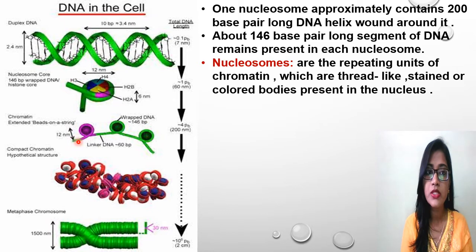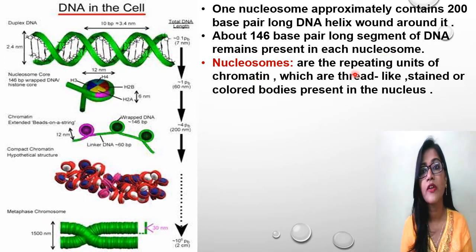Now the next part is the chromatin, which is the extended beads on string structure. We have already discussed this part. This size is 12 nanometer. This is the linker DNA, 60 base pairs. This wrapped DNA, as we just mentioned, contains 146 base pairs. And this is compact chromatin, or the hypothetical structure of the DNA. In metaphase, the chromosome is 1500 nanometer, and this segment is 30 nanometer. So about 146 base pair long segment of DNA remains present in each nucleosome.